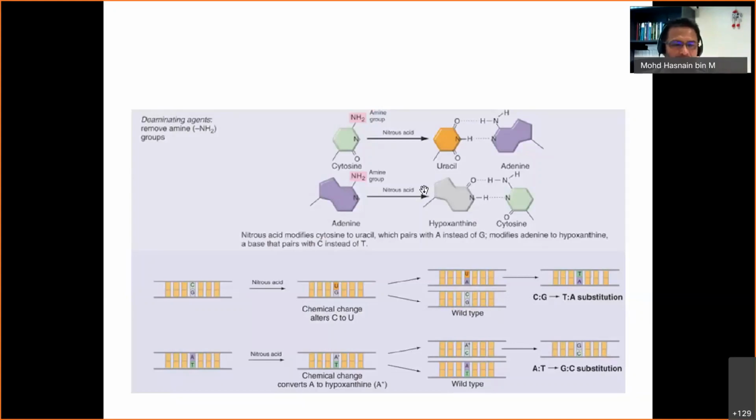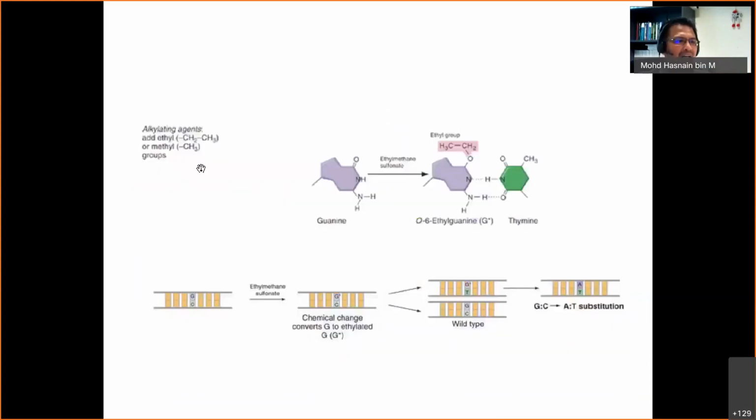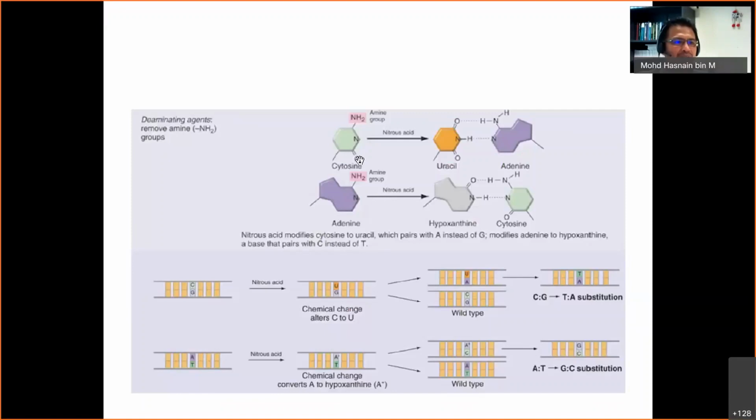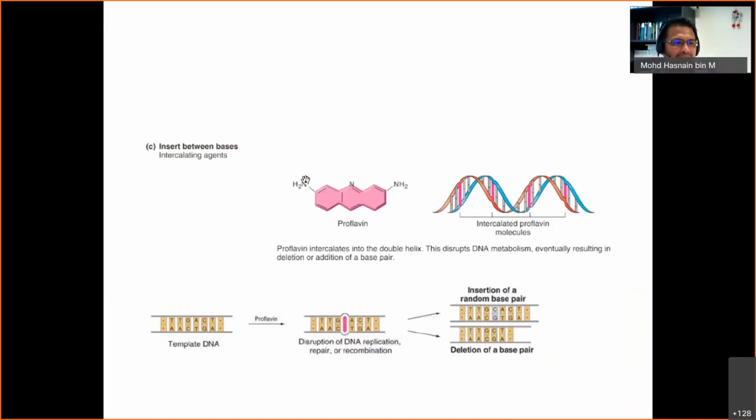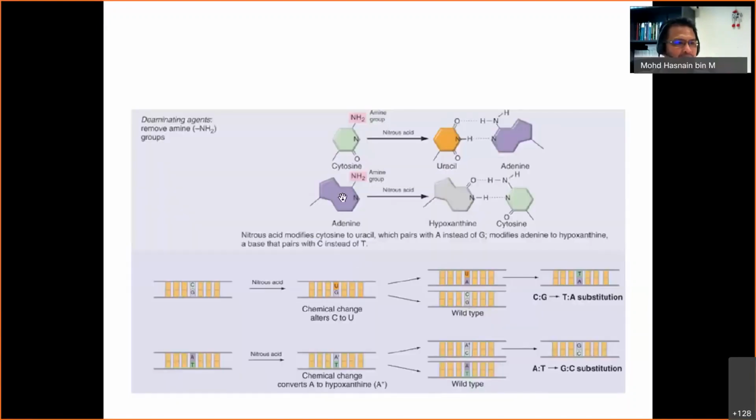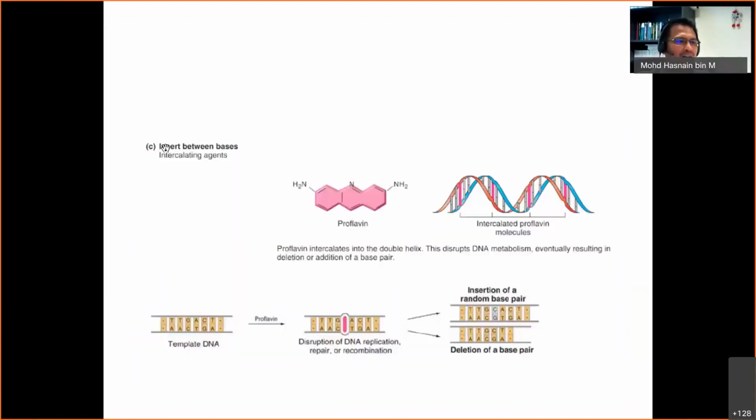The concept, all the concept, whether it's an alkylating or whether it's a hydroxylating, it changes the behavior of the nitrogenous base. Okay, so that is a similar concept to the one before. Another method of how mutation can be done is by insertion between bases by an intercalating agent.